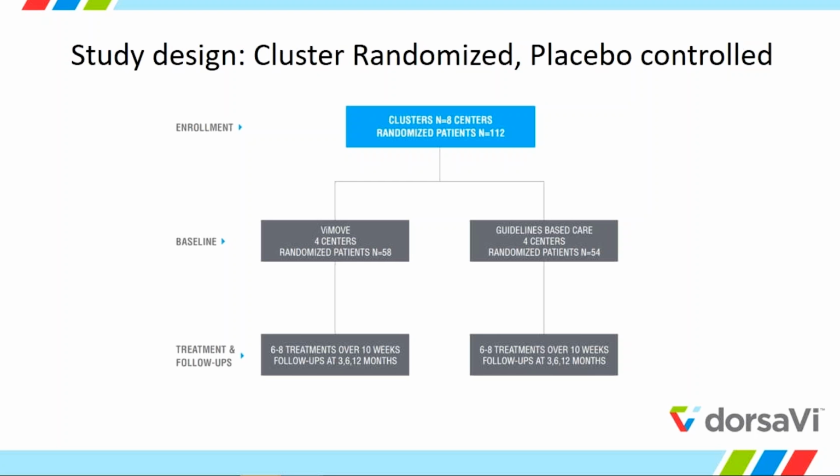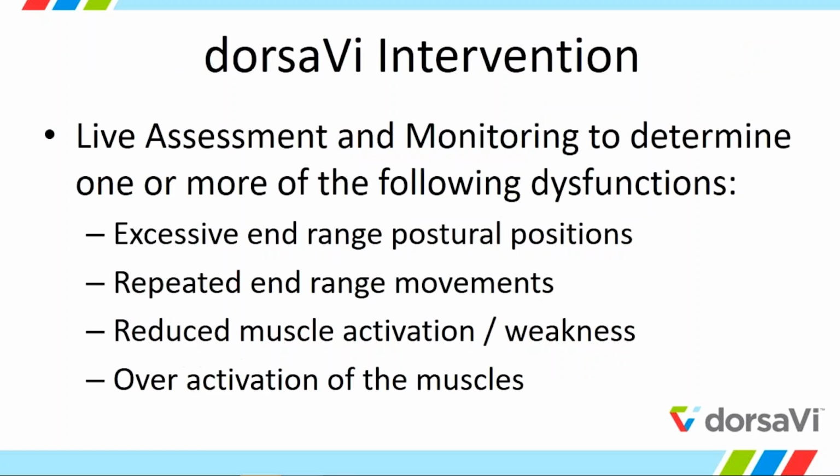So the first thing that the V-Move group did was a live assessment and a monitoring session. The goal of the live assessment and the monitoring session was to determine how they were going to treat them using the technology. So they had to identify one of these 4 things, or it could be more than one. Were they having excessive end range postural positions like we just talked about in the monitoring report?